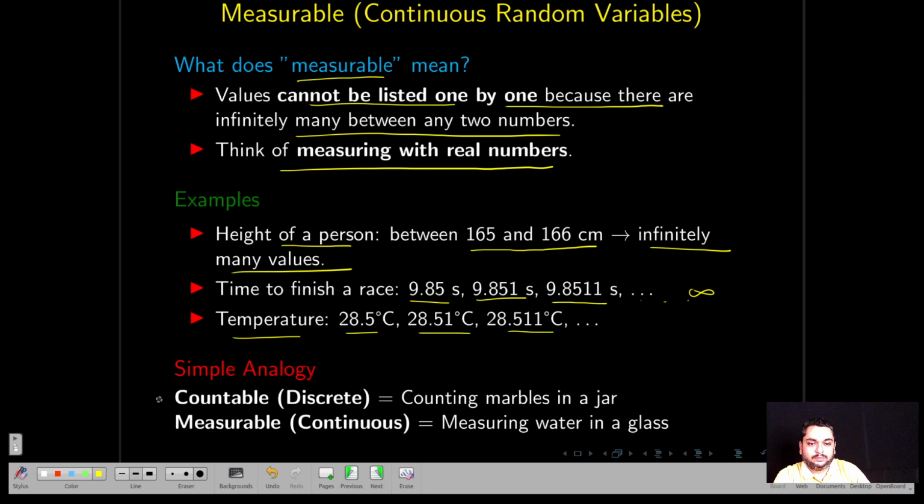So countable is discrete, for example counting marbles in a jar. Measurable is continuous, for example measuring water in a glass. If I have a glass of water, how can you measure it? I cannot say exactly the quantity in milliliters, right? I cannot say the exact quantity.